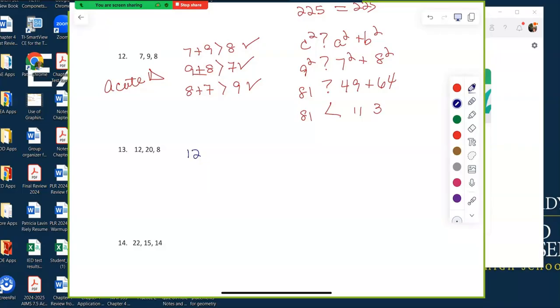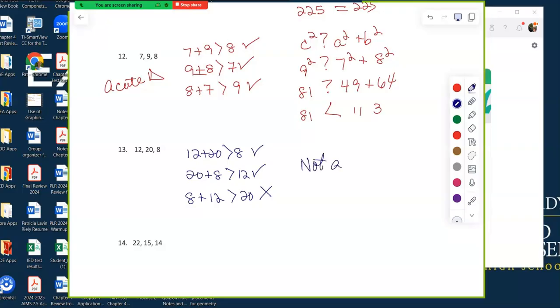Okay, the next one, can these 3 numbers make a triangle? So I'm going to do 12 plus 20. Is that greater than 8? Yes, because that's 32. So then take 20 plus 8. Is that greater than 12? And that's 28. That works. And then 8 plus 12. Is that greater than 20? That does not work because 8 plus 12 equals 20. So this is not a triangle, and we are done.